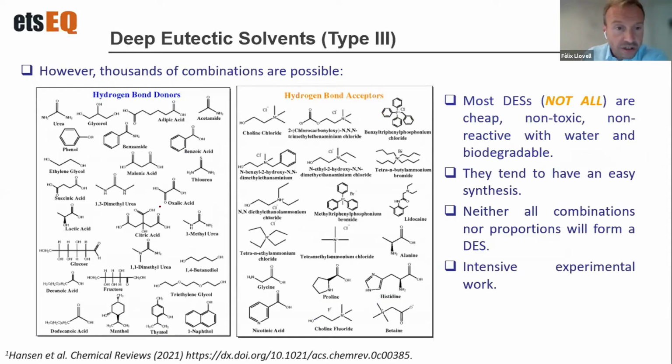Here, I'm just showing some of the possible hydrogen bond donors and hydrogen bond acceptors. There are different types and families of deep eutectic solvents, but most applications have been studied with type 3, where the hydrogen bond acceptor is typically a salt, and the hydrogen bond donor is typically a carboxylic acid or a glycol. There are, of course, other types of systems, but mostly these two. Here you can see that there are thousands of combinations, but not all of them will provide a DES. They should be studied one by one.